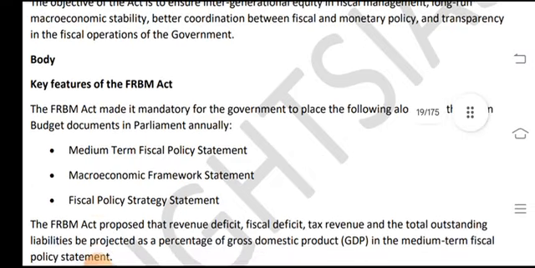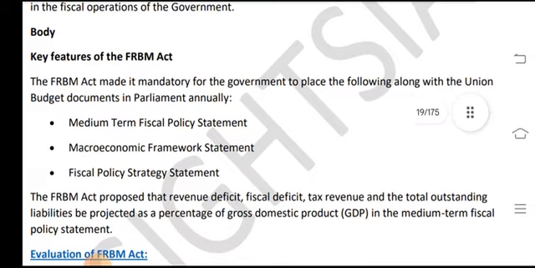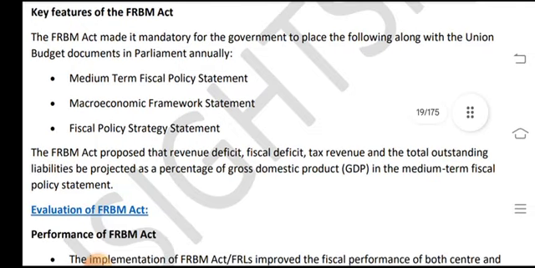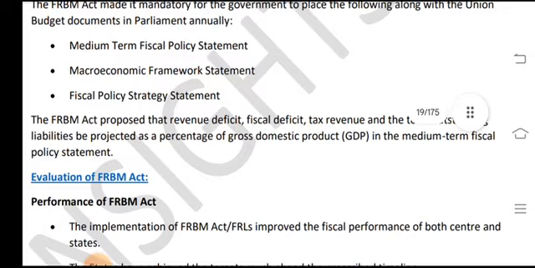Key features of the FRBM Act: it made it mandatory for the government to place the following along with the Union Budget in Parliament annually: the Medium Term Fiscal Policy Statement, the Macroeconomic Framework Statement, and the Fiscal Policy Strategy Statement.